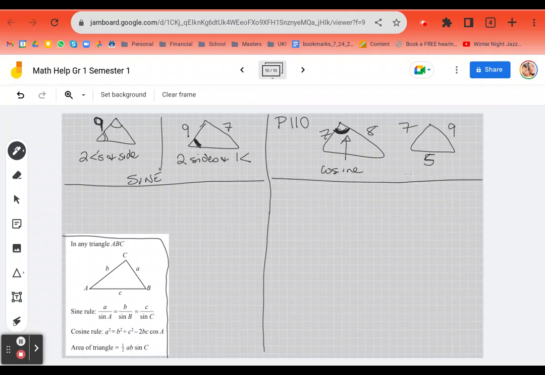You have to remember those, okay, guys? They're giving you the formulas. You got to remember when to use them.